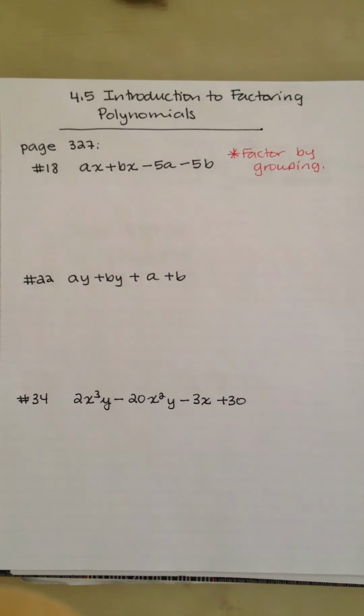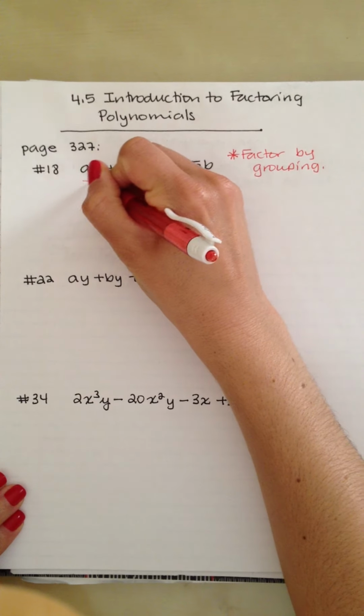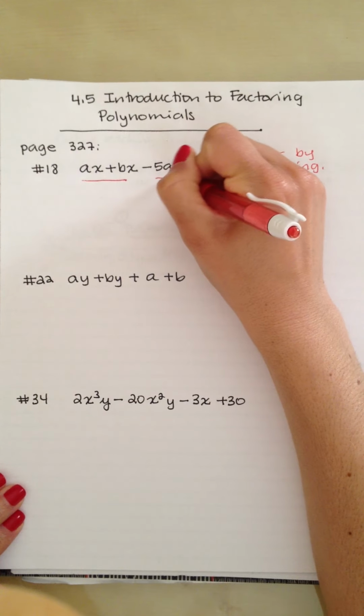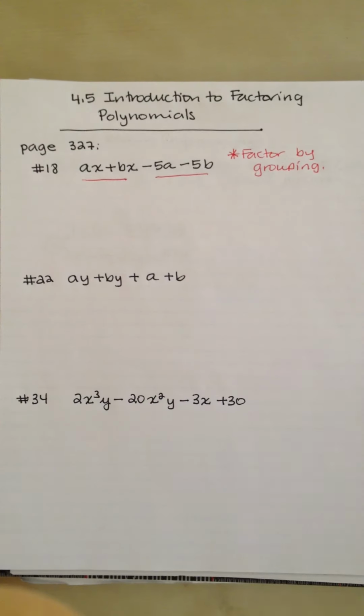notice that every problem here has 4 terms. So when you see 4 or more terms, the method of factoring that we're going to use is to factor by grouping. And the way factoring by grouping works is we will group the first 2 and the last 2 terms, and I'm underlining them just to show you which ones we're putting together.